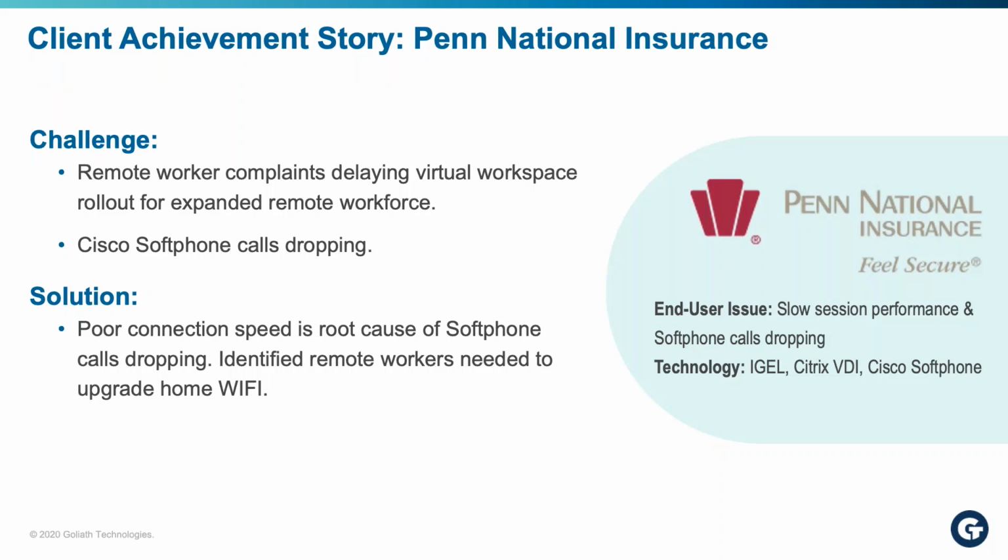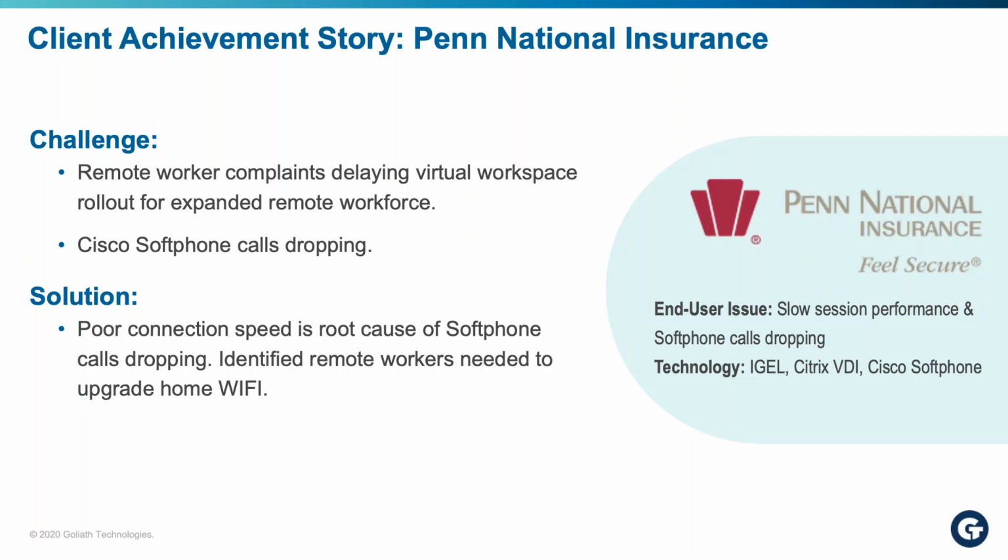So this is a great example. It's with Penn National Insurance. And I like this because they actually came to Goliath almost a year ago today and said, we have this remote worker initiative going on. We want more and more of our employees to be able to work from home. And they had invested in Citrix, IGEL, they were rolling out VDI. But they were really challenged because their end users kept complaining because their Cisco softphone calls were dropping.